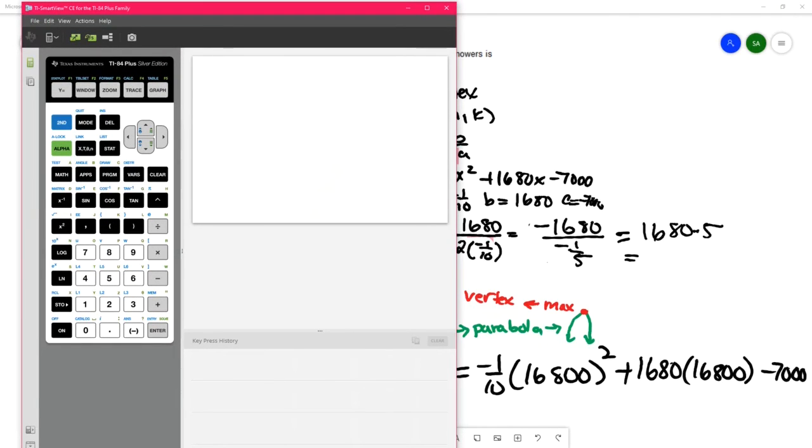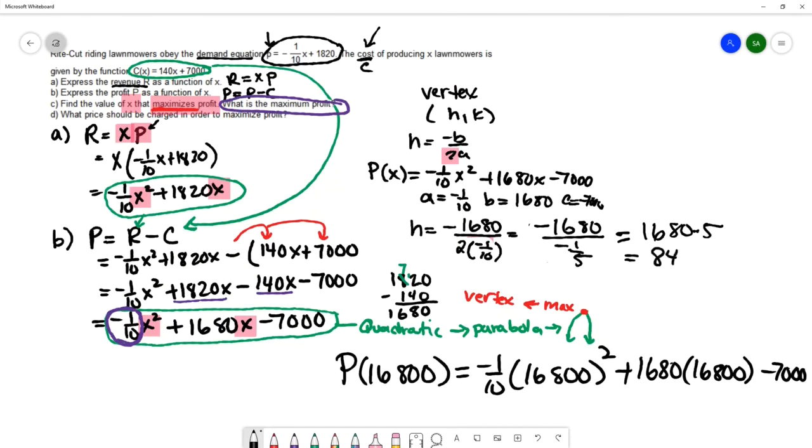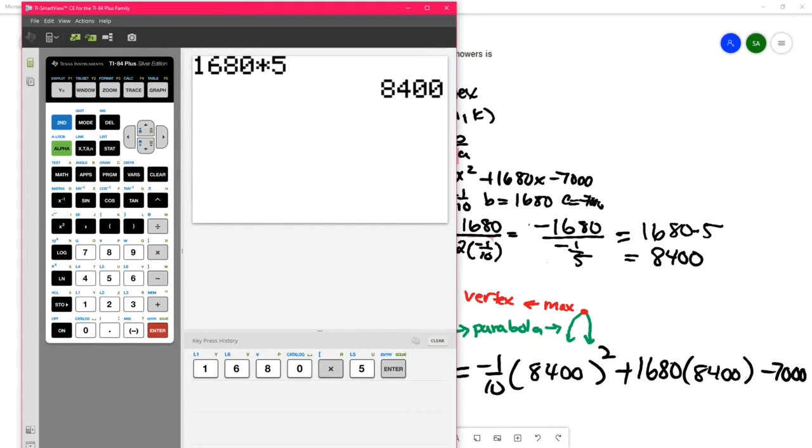So we've got 1,680 times 5 would give 8,400. And I'm much happier about that number. 16,800 seemed very, very large. So let's change that 16,800 to 8,400. And so we are substituting 8,400 into the profit function.